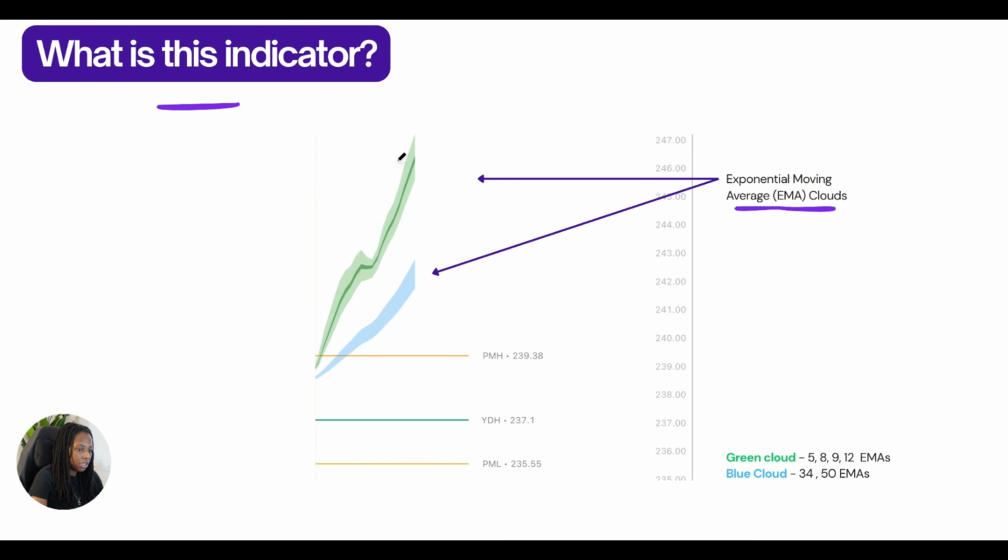This green cloud that you're seeing just takes the average price of the stock or the asset that you're trading over a 5-day period, 8-day period, 9-day period, and 12-day period. And it creates this cloud that acts as support in an uptrend and resistance in a downtrend. The blue cloud just does it for a 34-day period and a 50-day period. You don't need to know all the math behind it. You just need to know that it's called the exponential moving average indicator.